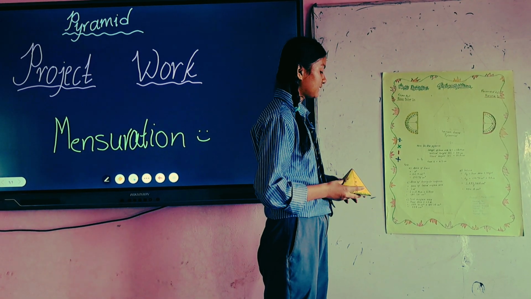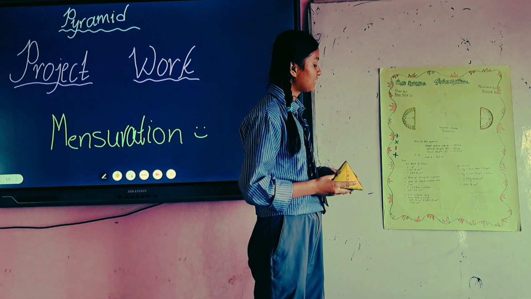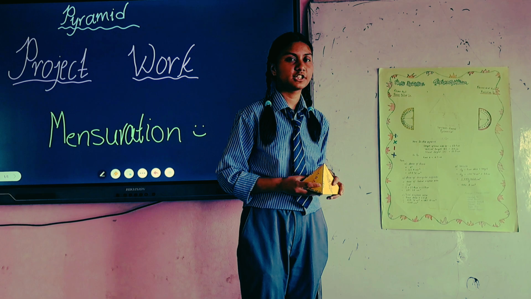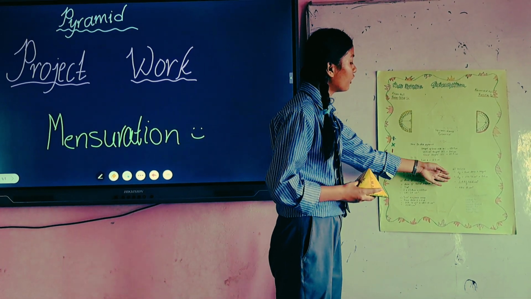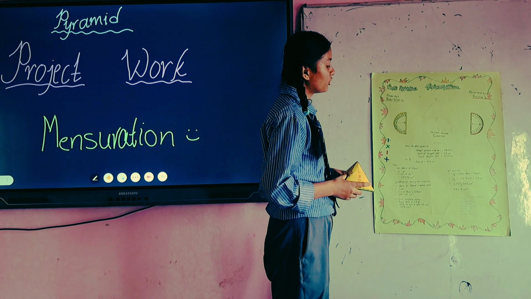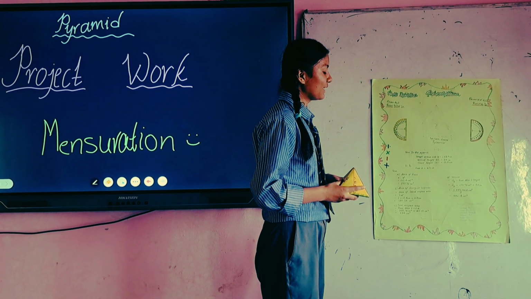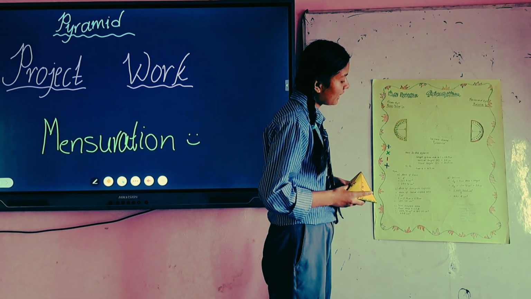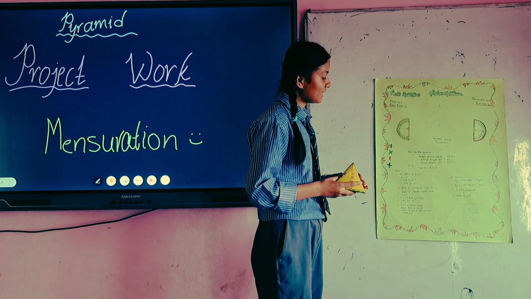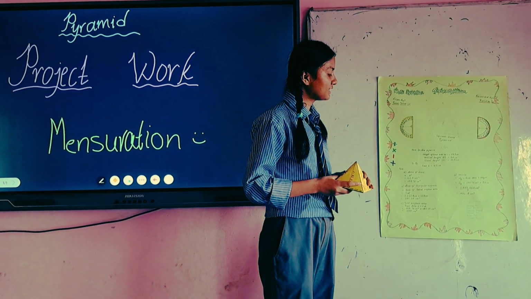Third one is total surface area, which is equal to base area plus LSA, that is 153.76 cm square plus 280.24 cm square, which equals 434 cm square. And at last, volume is equal to 1 by 3 of base area and height, which is 1 by 3 multiplied by 153.76 cm square into 9.4 cm, equal to 1445.344 cm cube upon 3, which equals 481.8 cm cube.